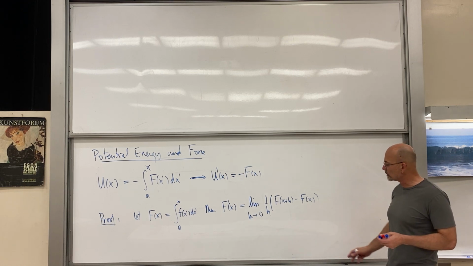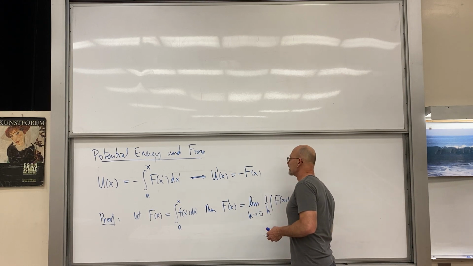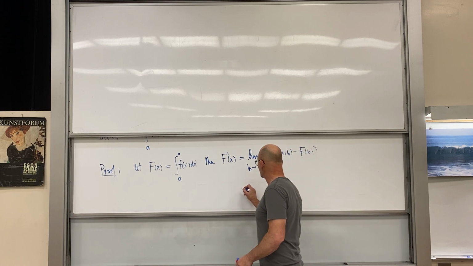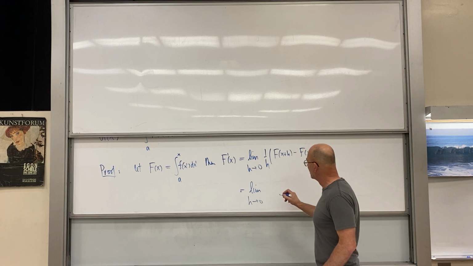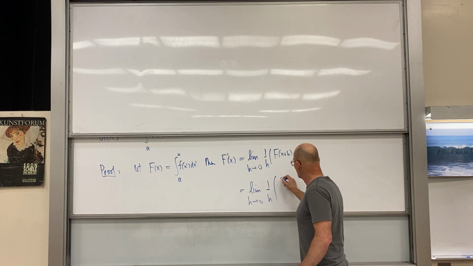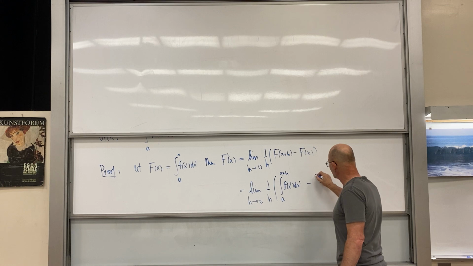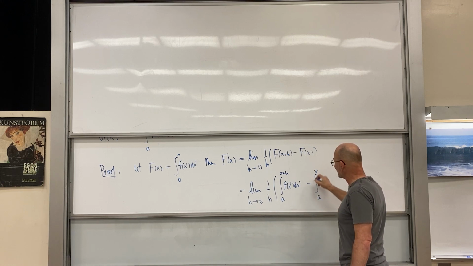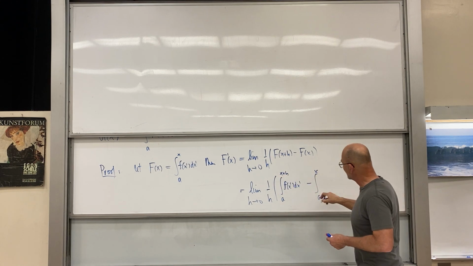All right, so that's the definition of the derivative. Let's go ahead and plug in our function there. Equals the limit as h goes to 0 of 1 over h. And now we'll plug in this integral. So we'll have the integral from a to x plus h of f of x prime dx prime, minus the integral from a to x. I'm just being literal about what I'm plugging in. There's the x plus h. There's the x.